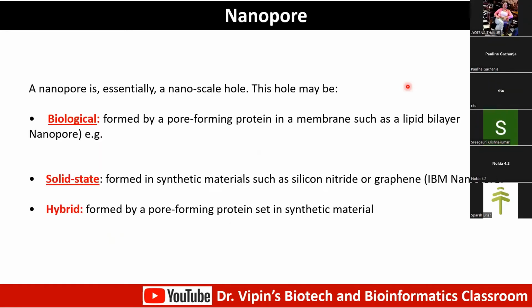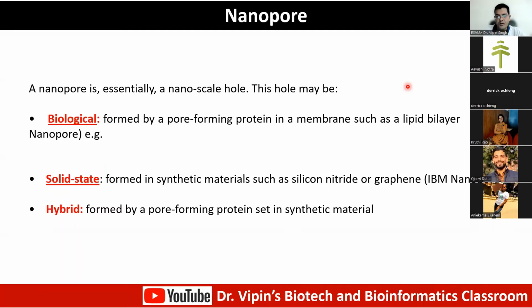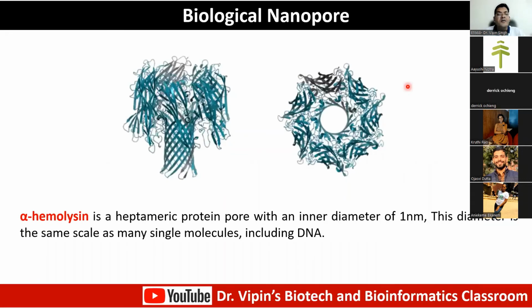So what is a nanopore? A nanopore is essentially a nanoscale hole. The hole may be biological, solid state, or hybrid. And here is an example of a biological nanopore. This is alpha hemolysin protein. It is a heptameric protein, and you can see the 3D structure here. This is the tunnel. This is actually the nanopore, and this is the side view. This is the front view. This is the tunnel through which you can pass your DNA if you wish to.